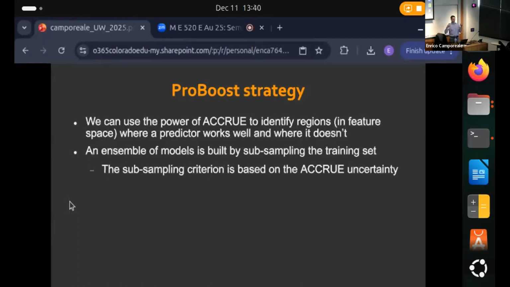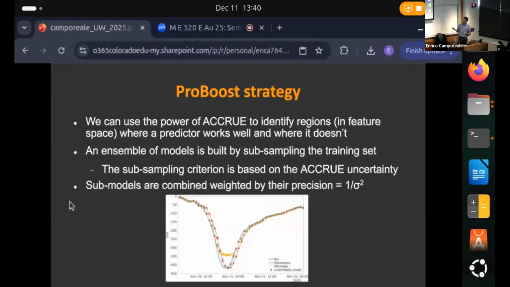And then because each member of the ensemble is uncertainty aware, meaning that it comes with its own estimate of the uncertainty, you can use their precision, which is just the inverse of the uncertainty, as the weight when you put them all together in a linear fashion.